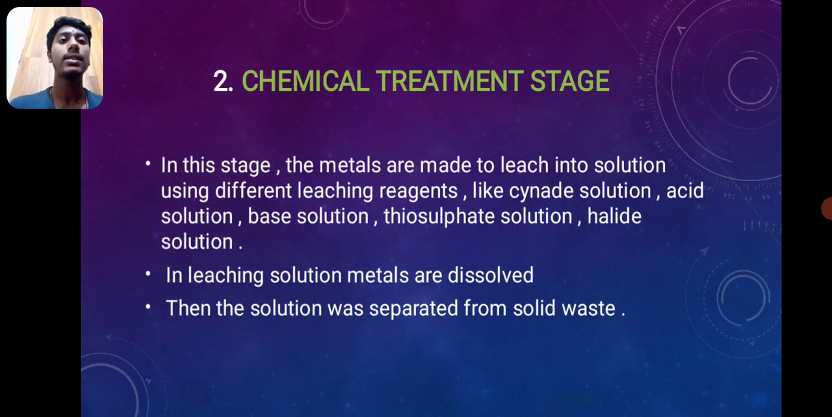Next, the second step, the chemical treatment stage. In this stage, the metals are made to leach into solution using different leaching reagents like cyanide solution, acid solution, base solution, thiosulfate solution, halide solution, and so on. The metals are dissolved in the leaching solution. Then the solution is separated from the solid waste.